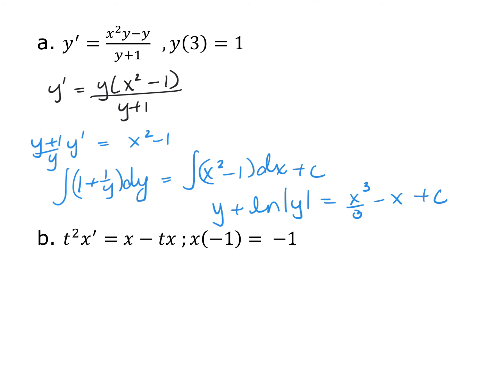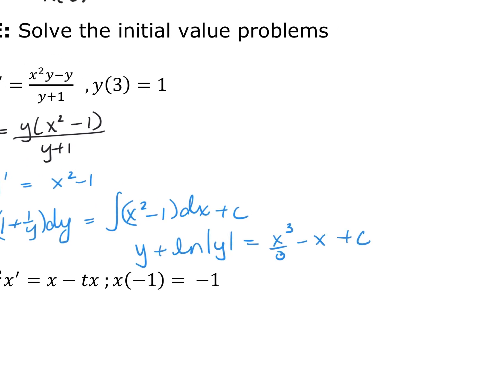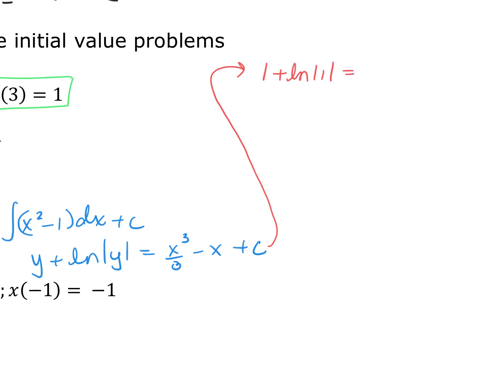Now I'm going to put in the fact that I know that when x is 3, y is 1. That's what this reads. When x is 3, y is 1. So let's go ahead and solve for c. So I have 1 plus the natural log of 1 is equal to 3 cubed divided by 3 minus 3 plus c.